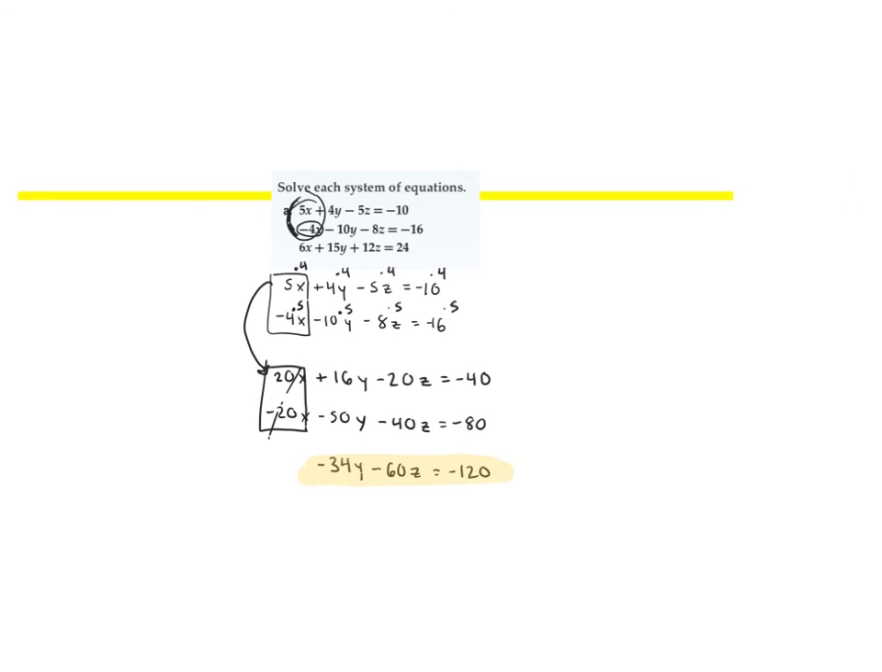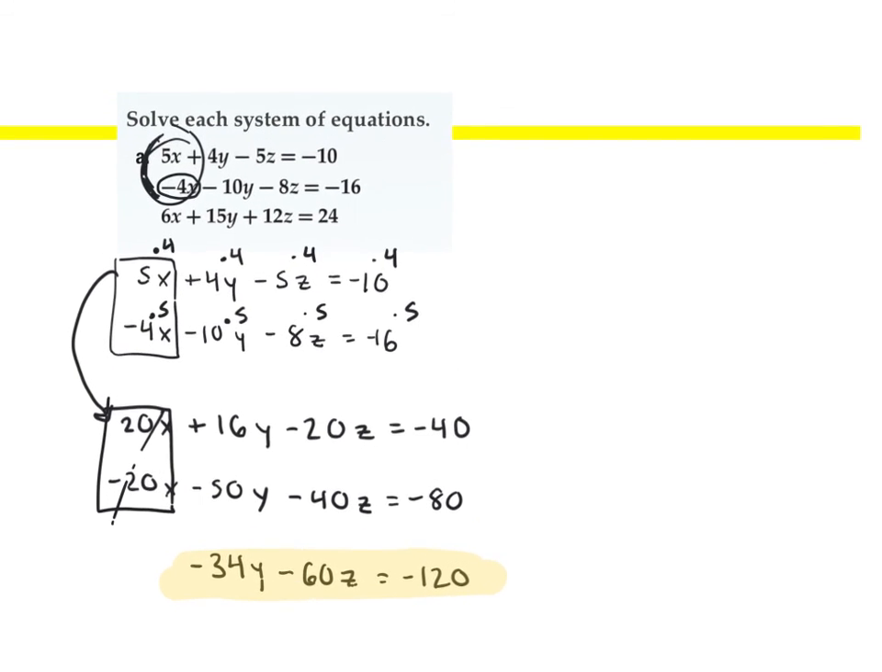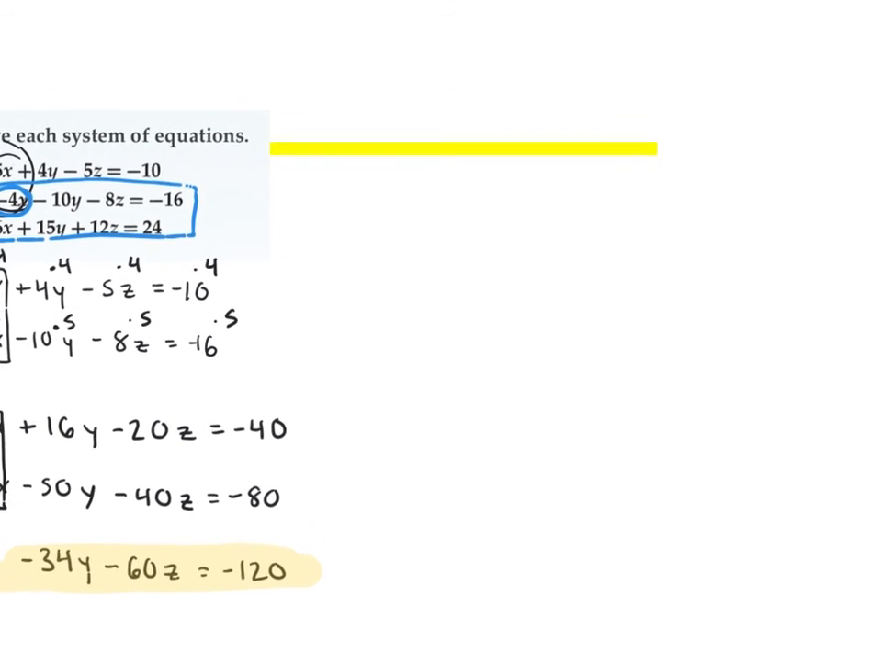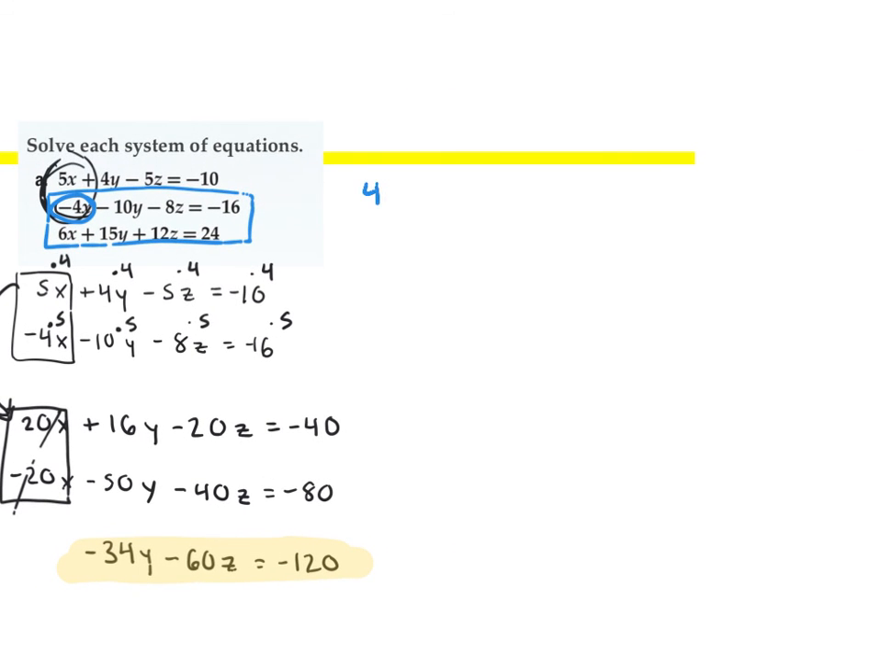Now we need to combine two more equations to get two variables again. So we just did the first two. We like to work with this negative 4. So now we want to do the second and the third. I'm going to rewrite those over on the right side just to keep myself organized. So I have negative 4x minus 10y minus 8z is equal to negative 16. And 6x plus 15y plus 12z is equal to 24. We're doing the same thing but with two different equations. So again, we want to eliminate the x's.